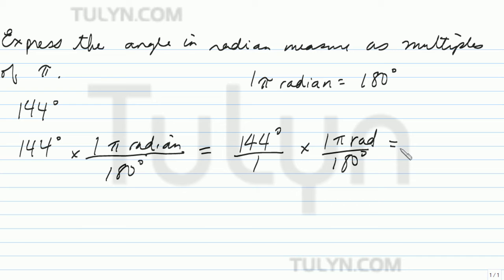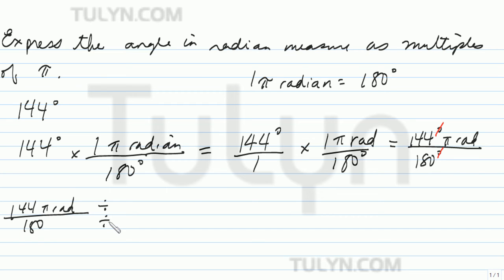Multiply across: 144 degrees times pi radian is 144 degrees pi radian, over denominator times denominator, 1 times 180 is 180 degrees. So degrees divided by degrees cancel out, and you're going to be left with 144 pi radian over 180.